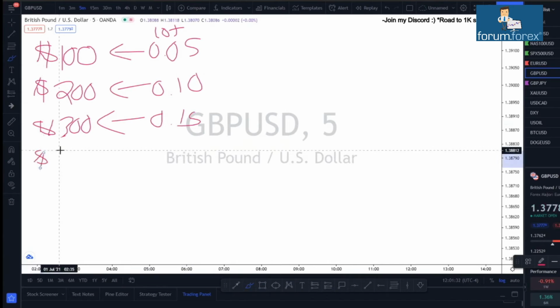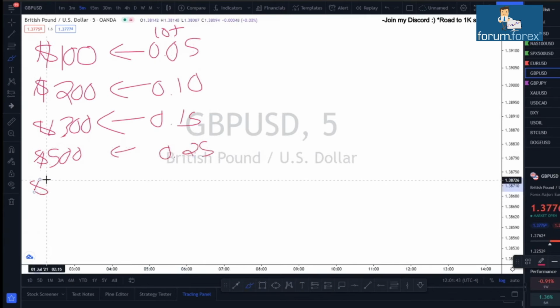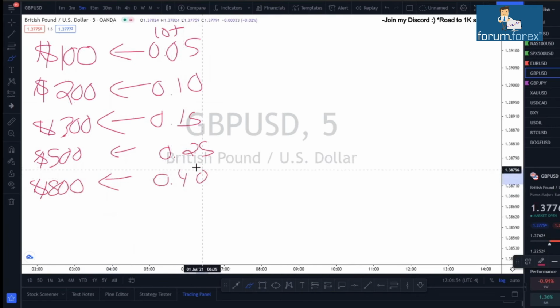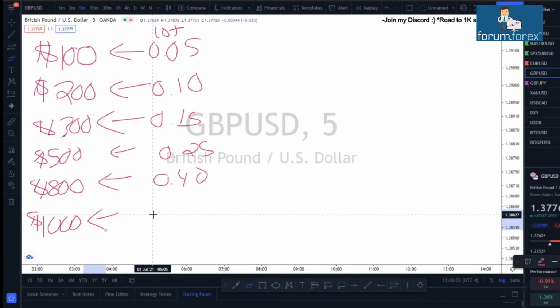Let's skip down to $500, right? What's half of 50? 25. So you use a 0.25 lot, and then we'll skip a little bit. We'll skip to 800, right? What's half of 80? 40. Cool. We're gonna use a 0.40 lot, and then we're skipping 900, and we're just gonna go to 1,000 for video purposes. What's half of 100? Well, that's 50. So now you're at a 0.5 lot, right?